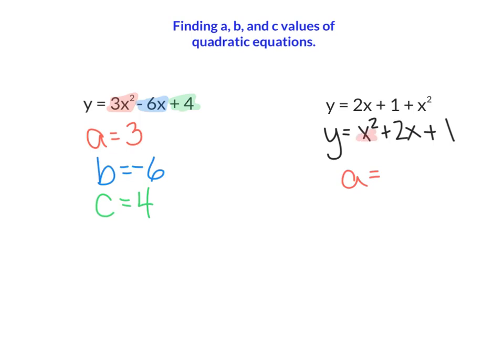My a is my coefficient to my x squared. Since I don't see a number there, again, we know that's 1. My b value is the coefficient to the x, which I can see here is positive 2, so I'm going to put 2. And then my c is my constant, or my value that does not have a variable with it, and in this case it's 1. I have 2 more examples we're going to look at.